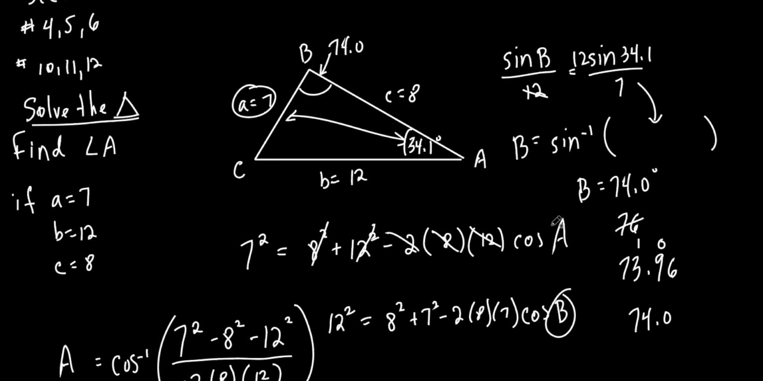Now, how do I find C? C is super easy. Once you find two of the angles, how do you find the third one? I'm not even going to do the work for that. How do you find that angle if I know these two?